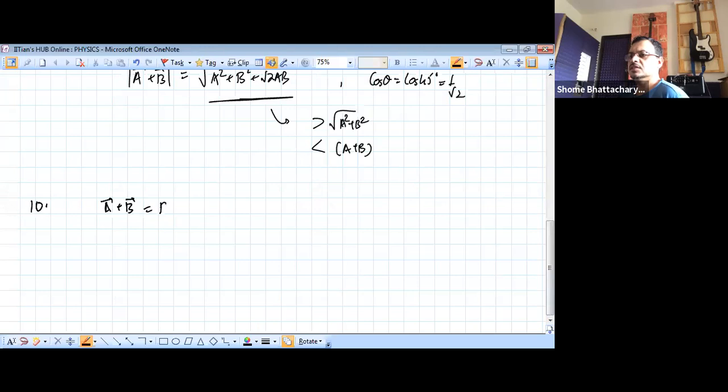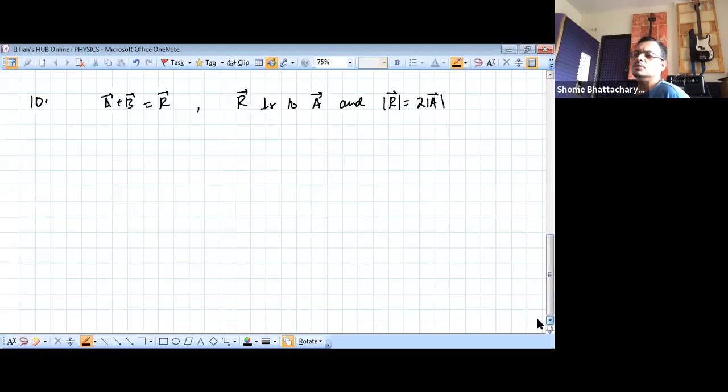So A plus B is the resultant R. Now it is given to us that R is perpendicular to A, and the magnitude of the resultant is 2 times the magnitude of A. In a problem like this, we have an option of 2 things. We can either go by the geometry method, so that is our first method, let's say.